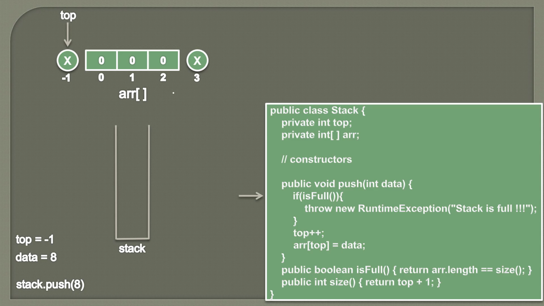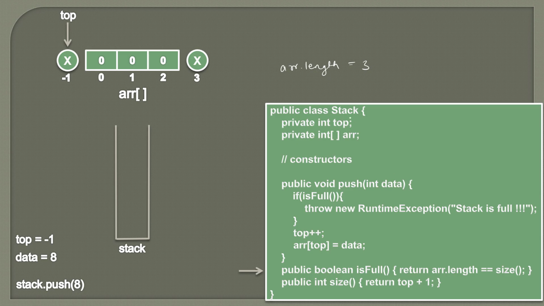So how do we check whether stack is full or not? We call isFull method. Now isFull method returns a boolean value which is true or false, which says whether the stack is full or not. And inside this method, how do we check whether stack is full or not? We simply compare array's length, which is 3. So array dot length is 3 because the array has the capacity of holding 3 elements. So array dot length is 3.